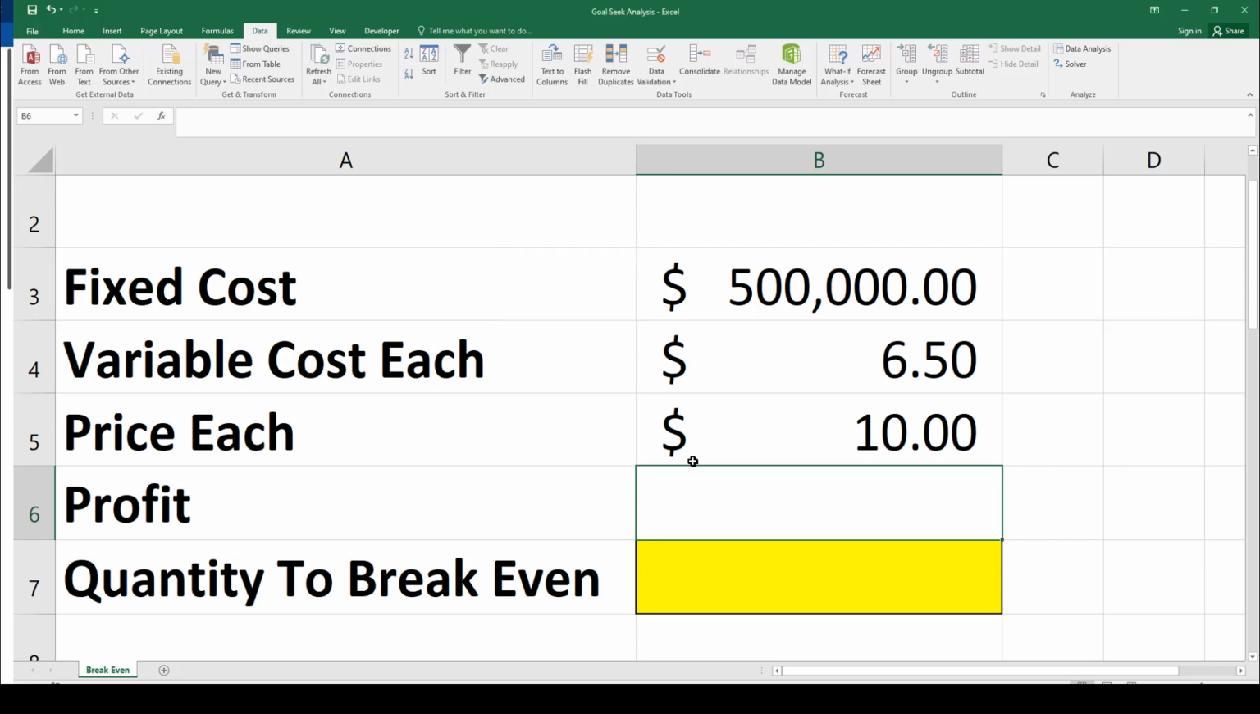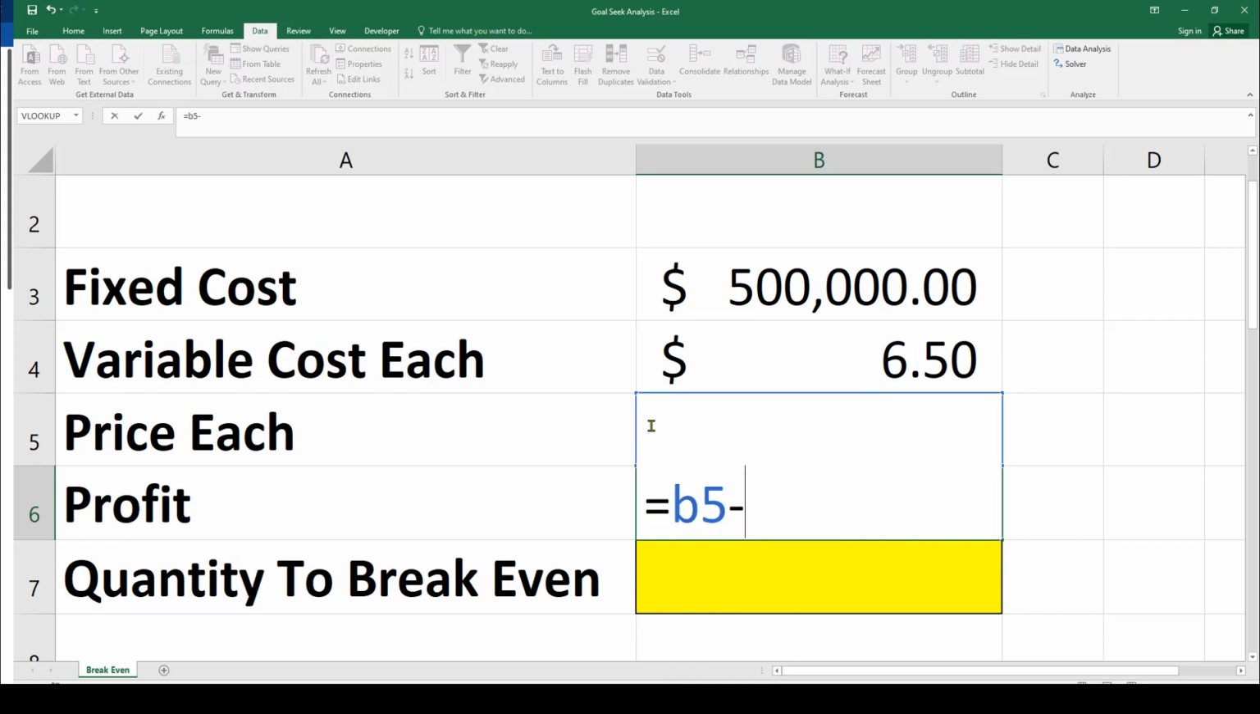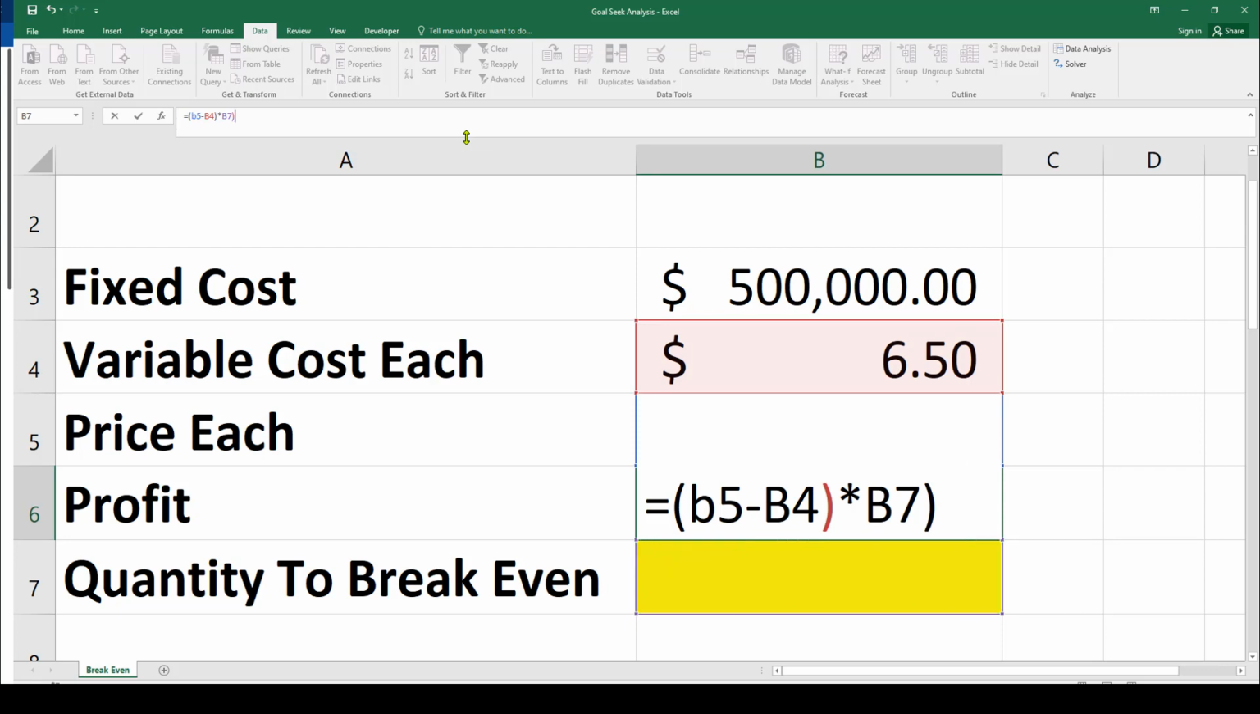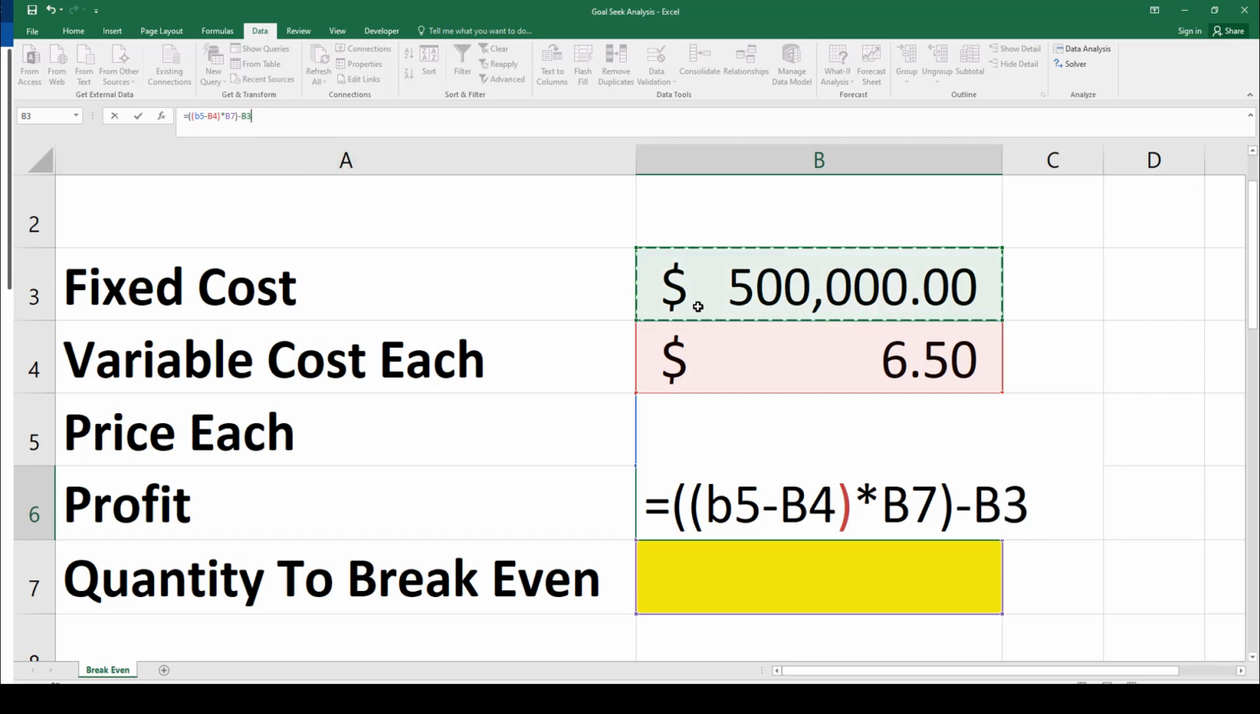So here's what we're going to do. We're going to put in a formula that says price, so B5 minus variable cost. We're going to put that in brackets, and we're going to multiply that times the quantity that the Goal-Seek is going to tell us to make. We're going to close brackets on that. And if you're very skilled with mathematics, you know there's going to be different ways to do this. Like I could put that B7 up front. Instead, I put it behind here. But the thing we have to do now is include our fixed cost. So we have to subtract off our fixed cost.